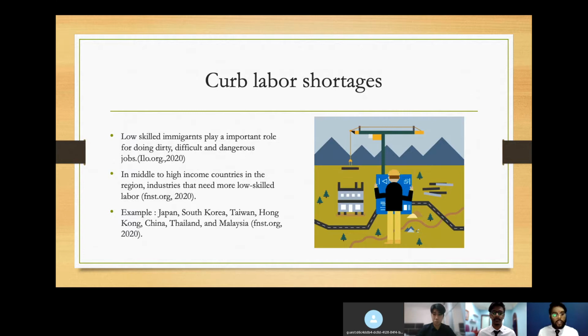Also, many countries have been witnessing the movement of their own workforce from these industries into urban areas and into more service-oriented industries. These countries include Japan, South Korea, Taiwan, Hong Kong, China, Thailand, and Malaysia, who are facing the most acute shortages in this regard. Their industries have become increasingly dependent on foreign labor. That's all from me. Next, I'll pass my slides to Karish.